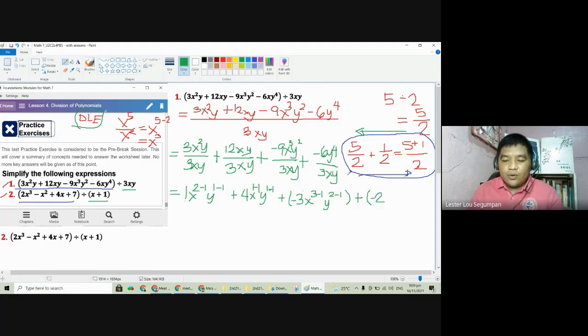And then you don't have any x in the numerator. So we still have the x on the denominator. It's not paired to anything. And you have your y 4 minus 1.